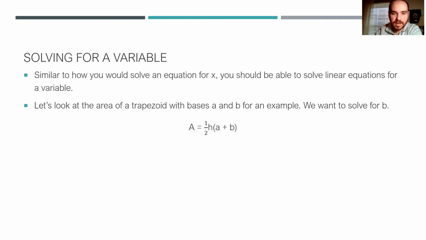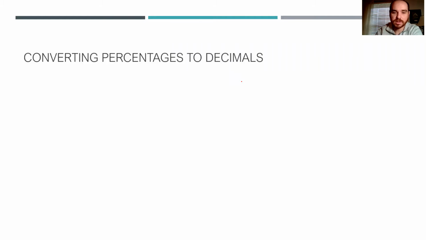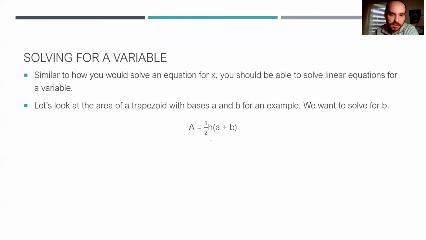So this is the area of a trapezoid. It's 1/2 h times the top base and the bottom base, which in this case we're representing with a plus b. So in this case, we want to solve this equation for b. Even though these are all variables and there's only one real number in it, you should be able to solve this for b. So in order to do that, let's look at how.